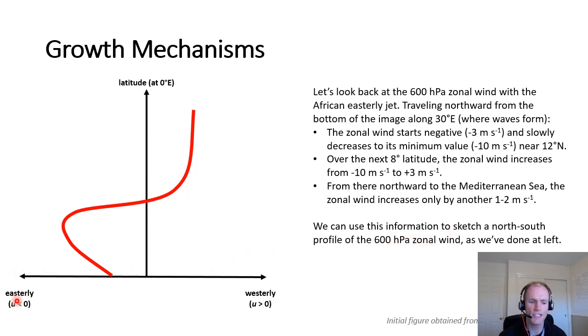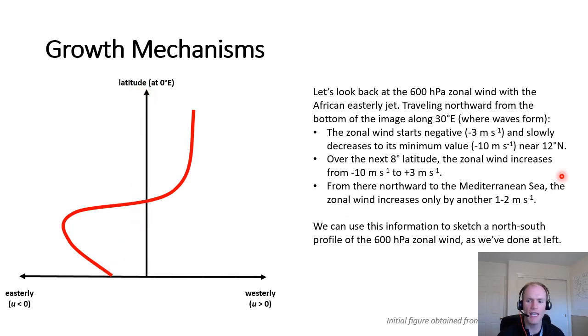So the x-axis in this diagram is the zonal wind. Easterly wind is here on the left, consistent with U being negative, and westerly is here on the right, consistent with U being positive, flow toward the east and toward the west. Latitude is depicted here on the vertical axis. So the equator is down here at the bottom, and 30 degrees north, up toward the Mediterranean Sea, is depicted here at the top of the diagram.